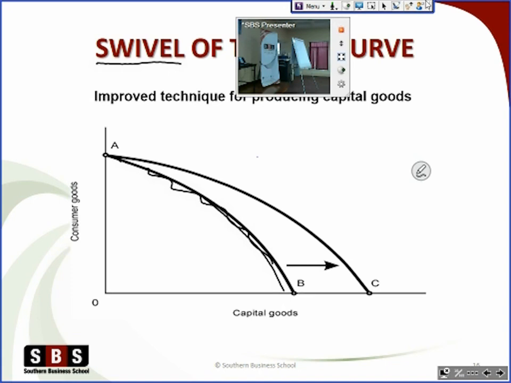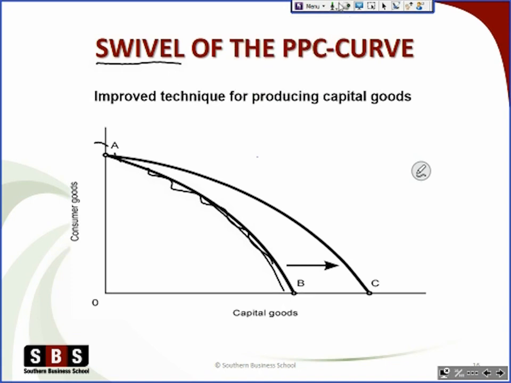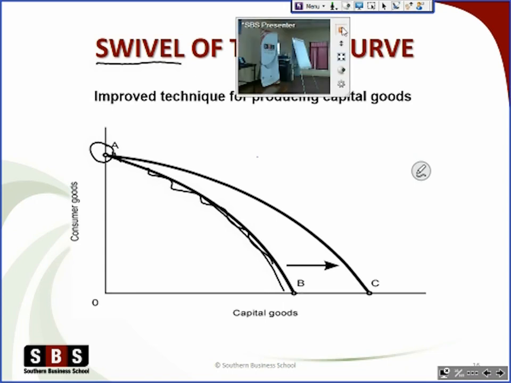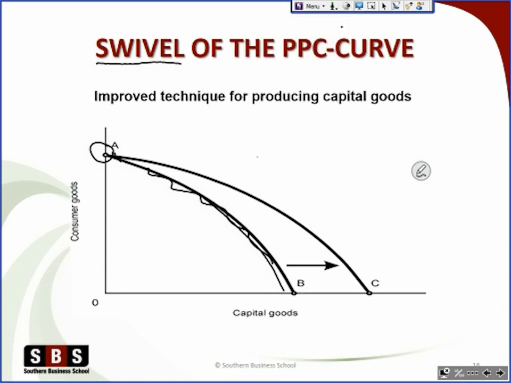A PPC curve can swivel if you keep one, this could be pillows, but here we call it consumer goods. Remember we said we could use any product. Say for instance this was the pillows. If you keep the production of pillows constant, it doesn't change, but there's something that causes the curve to swivel. So the capital goods, or it was blankets on the other one, from B to C. Now the factor that can cause the PPC curve to swivel is an improved technique in the producing of capital goods. You understand?